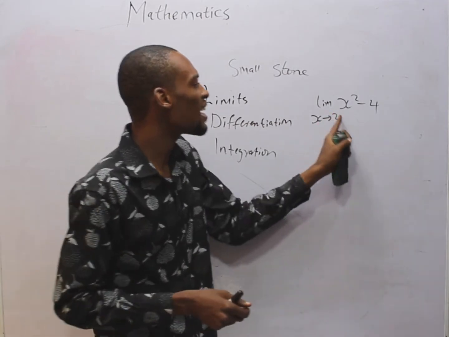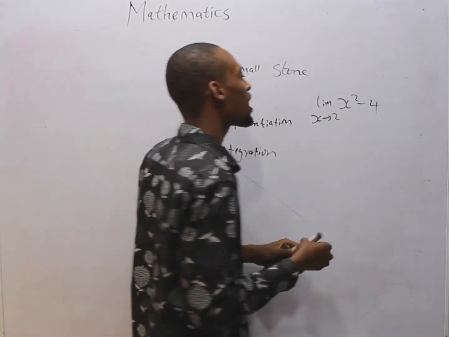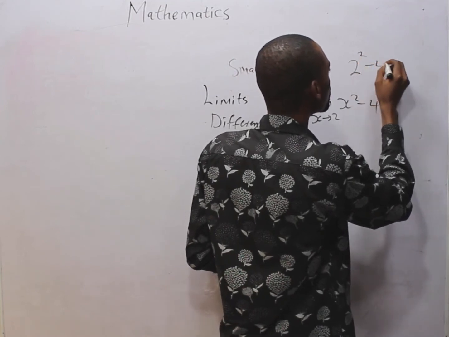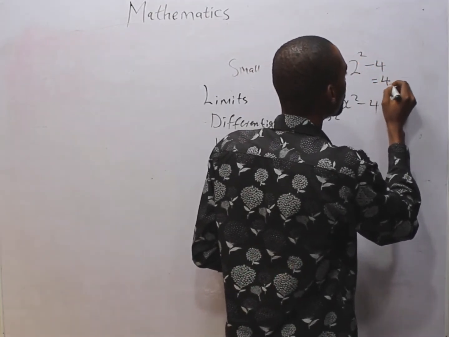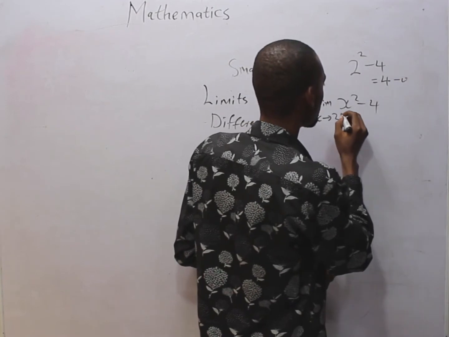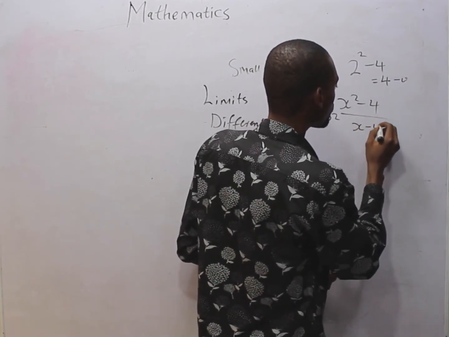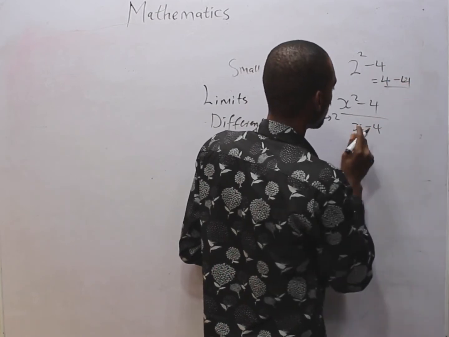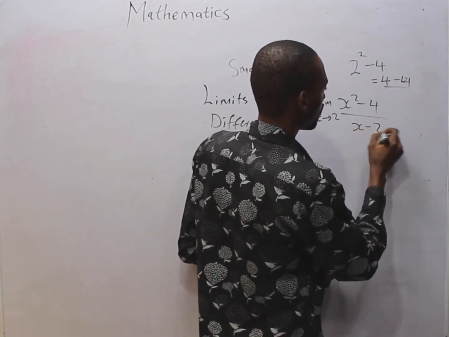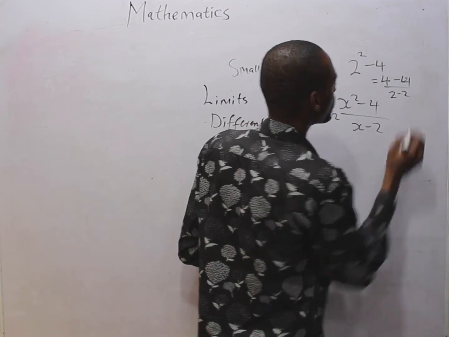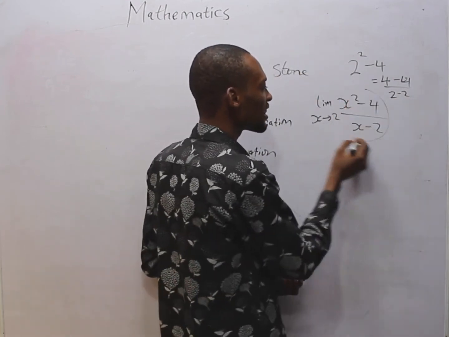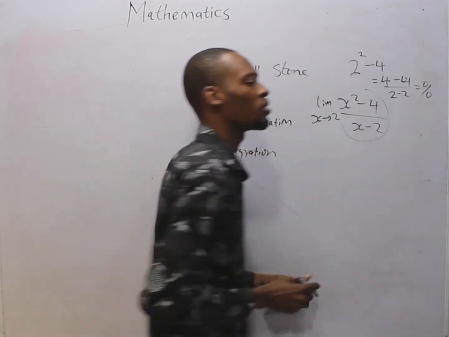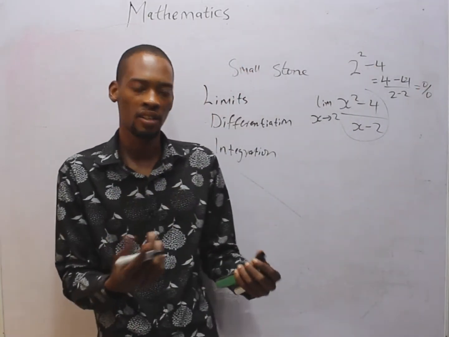So if you put s as equal to 2 here, do we have 2 raised to the power of 2 minus 4? This is equal to 4 minus 4, over 2 minus 2. If you are given something like this and you are subtracting 2, this will simply give you 0 over 0, which is undefined.